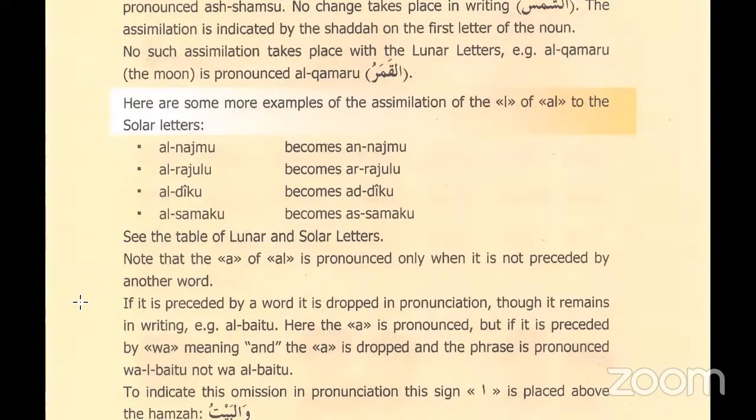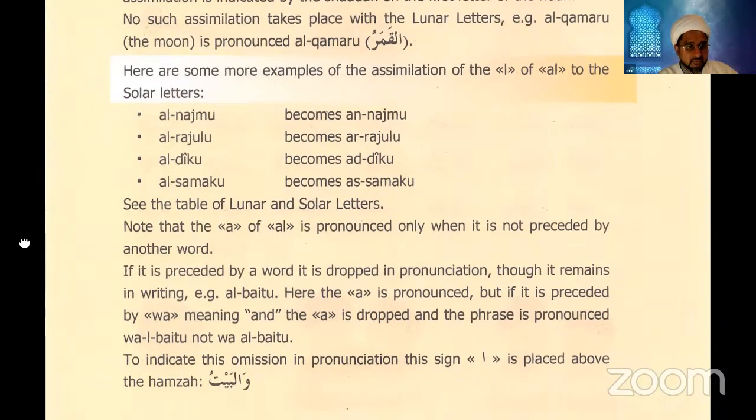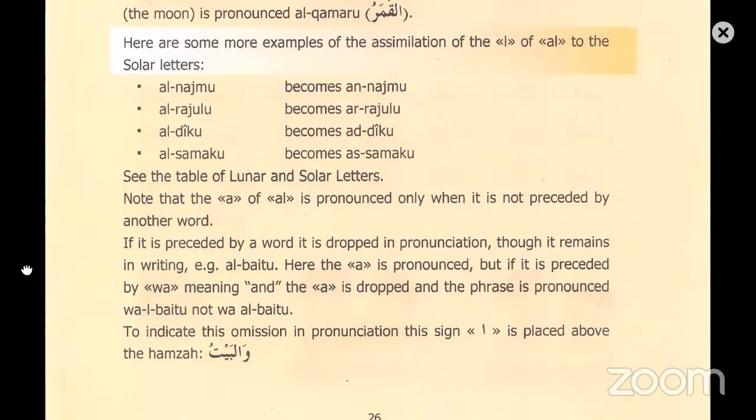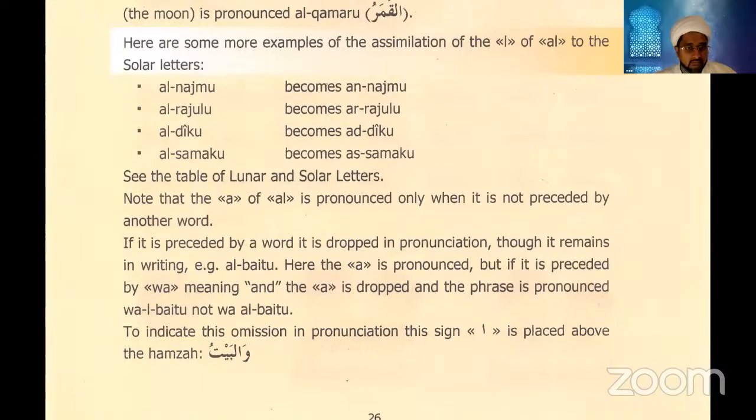Here are some more examples of the assimilation of the L of al to the solar letters, which are the sun letters. Al-najmu becomes an-najmu. Al-rajulu becomes ar-rajulu. Al-diku becomes ad-diku. Al-samaku becomes as-samaku.